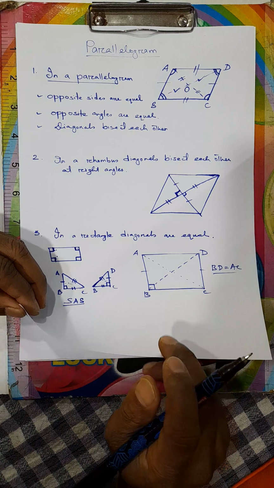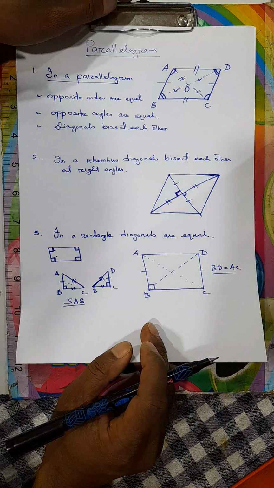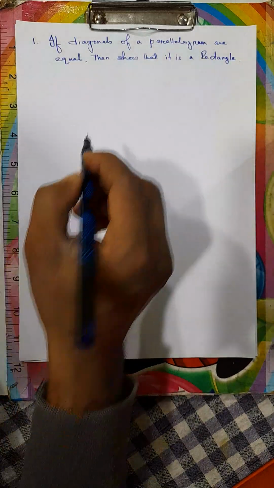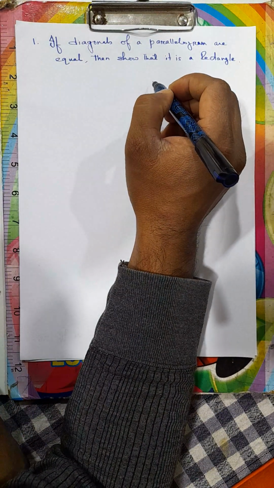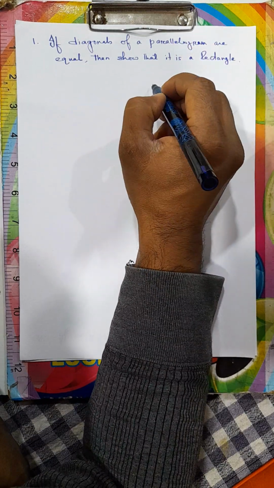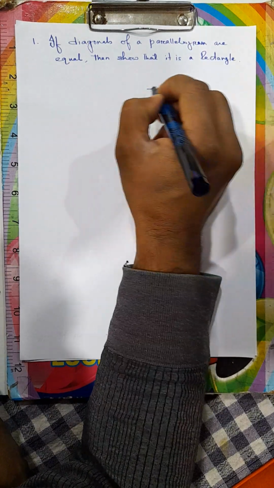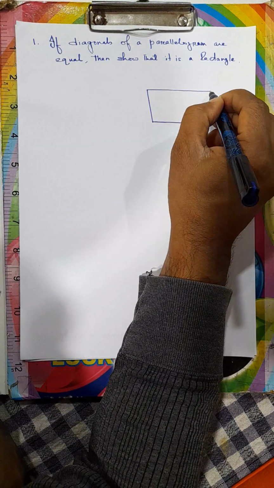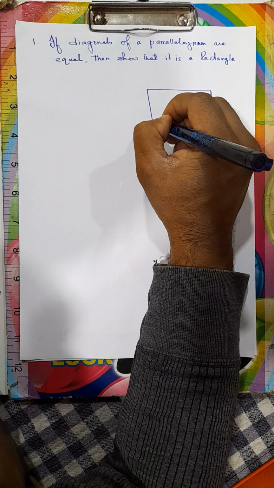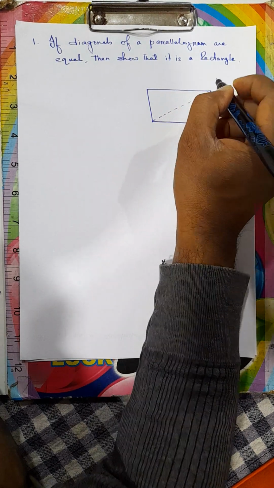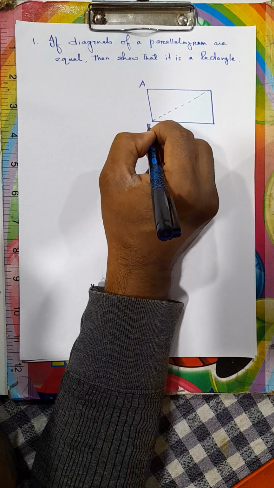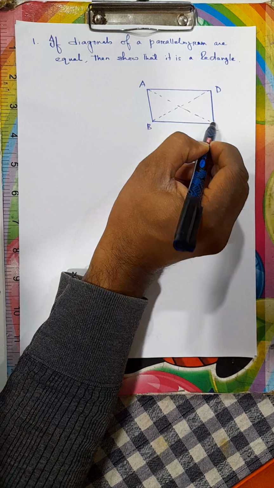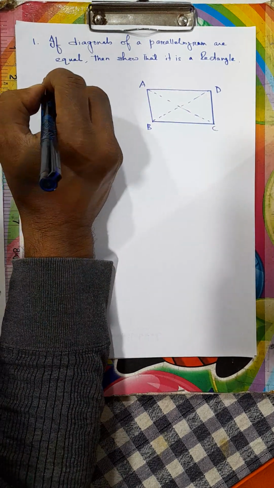Now we will discuss a few more sums on parallelogram. So let us start with question number 1. If diagonals of a parallelogram are equal, then show that it's a rectangle. So you are given that in a parallelogram, diagonals are equal. Say this is one diagonal, ABCD is a parallelogram, diagonals are equal. We are given that AC equal to BD, right?